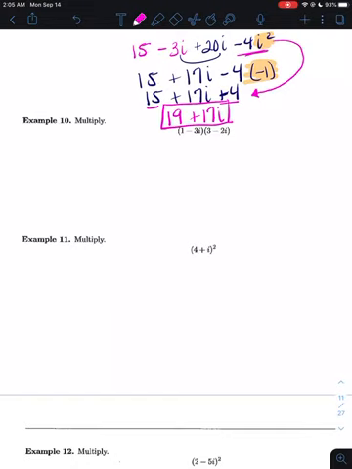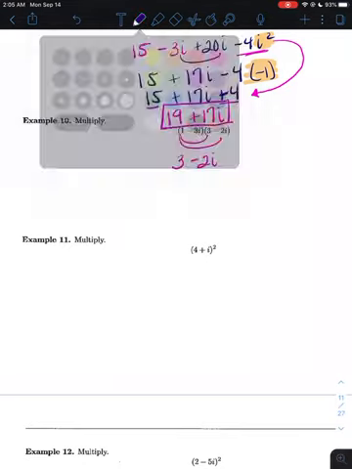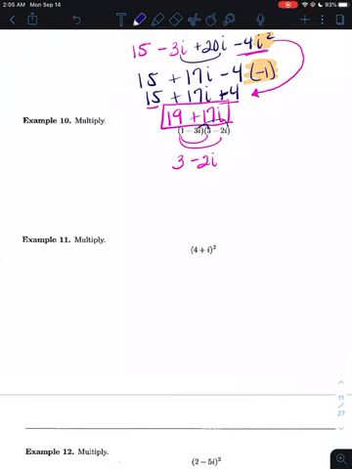Number 10. I'm going to use the distributive property. 1 times 3 is 3. 1 times negative 2i is negative 2i. Come back and multiply everything over here by negative 3i. So negative 3i times 3 is negative 9i. And negative 3i times a negative 2i is a positive 6i squared.